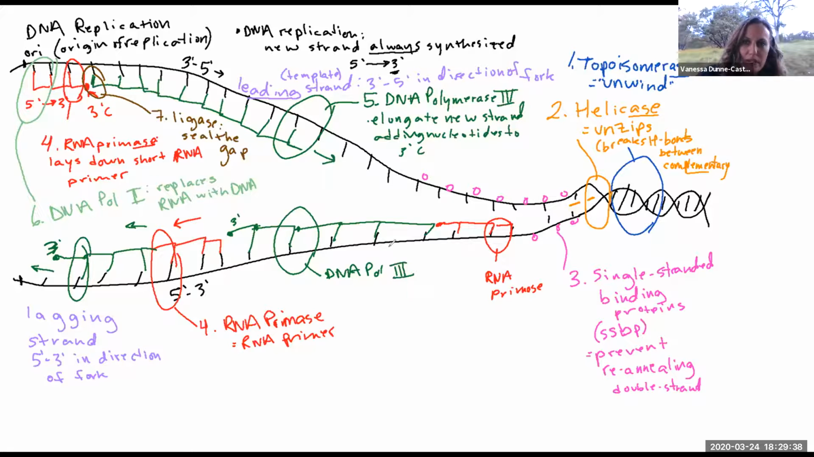And same thing here. As this replication fork continues to open in this direction, this whole reverse replication will just continue over and over and over again. What you end up getting are these short fragments right here. This whole fragment thing actually has a name. This is called an Okazaki fragment.